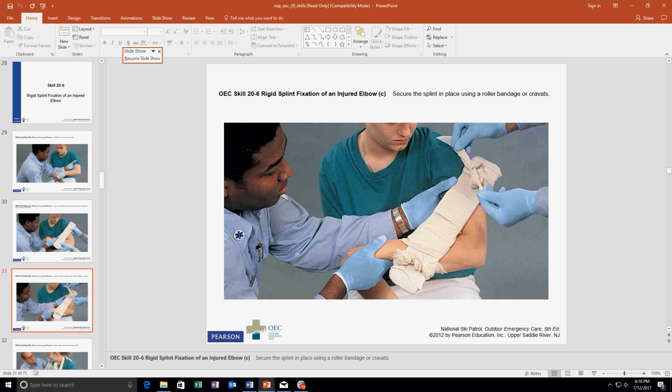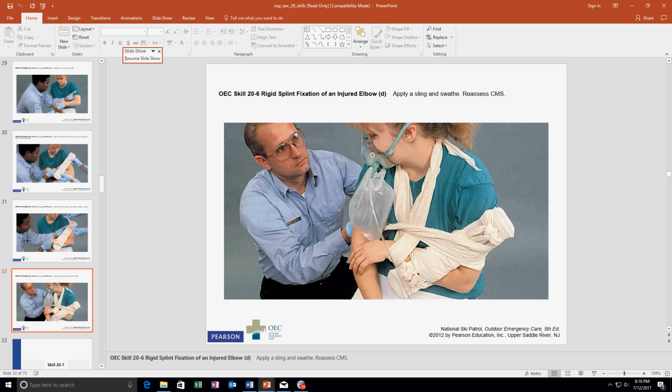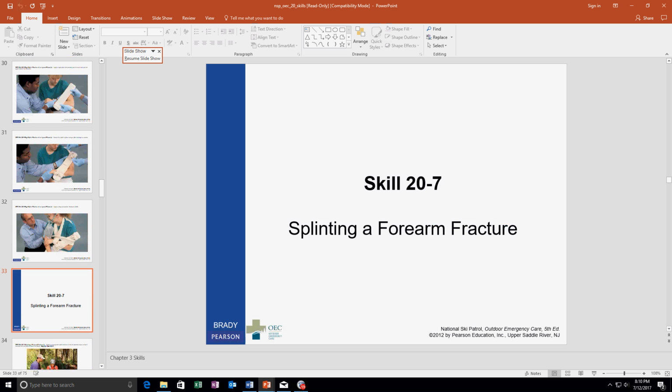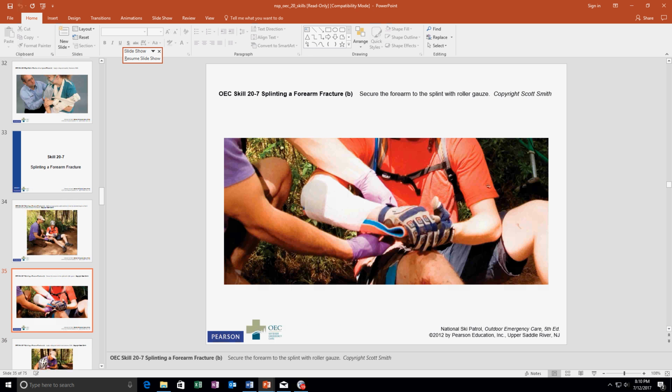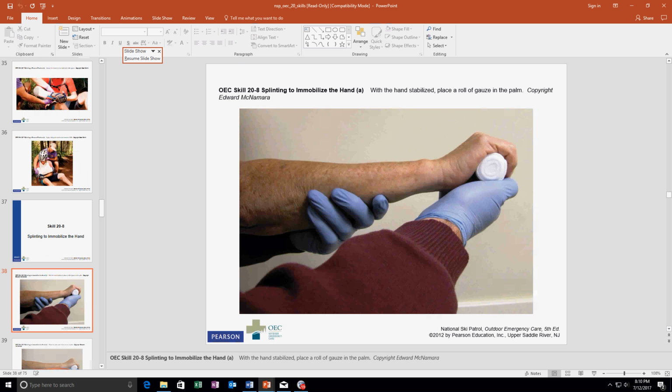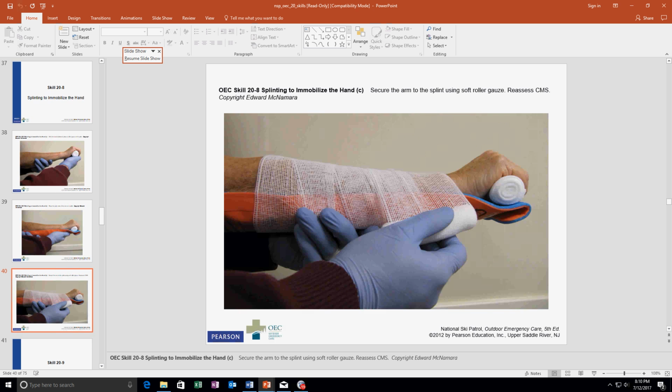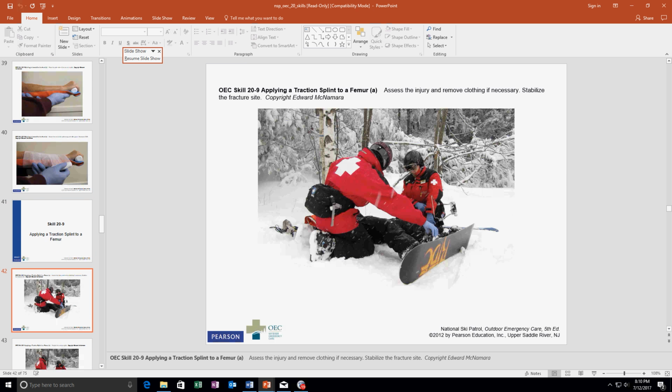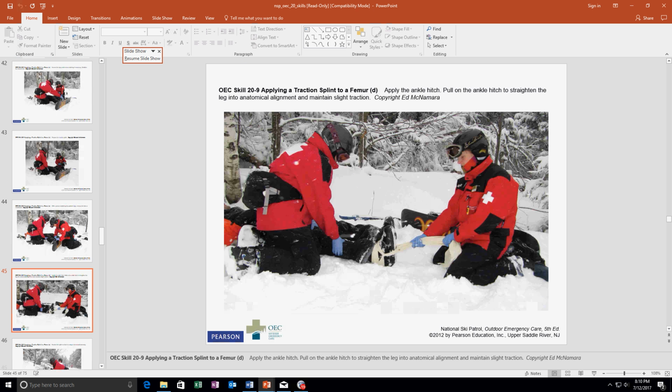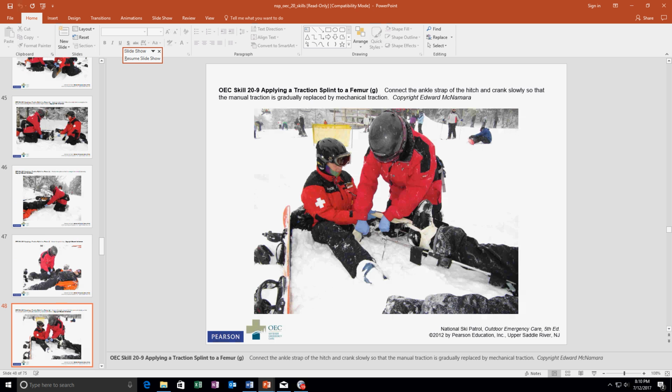About elbows, wrists, femurs, and so on. Doing different fractures, splinting the hand, all this stuff. It's in your book, but we're going to be doing all this stuff for that Saturday and Sunday.